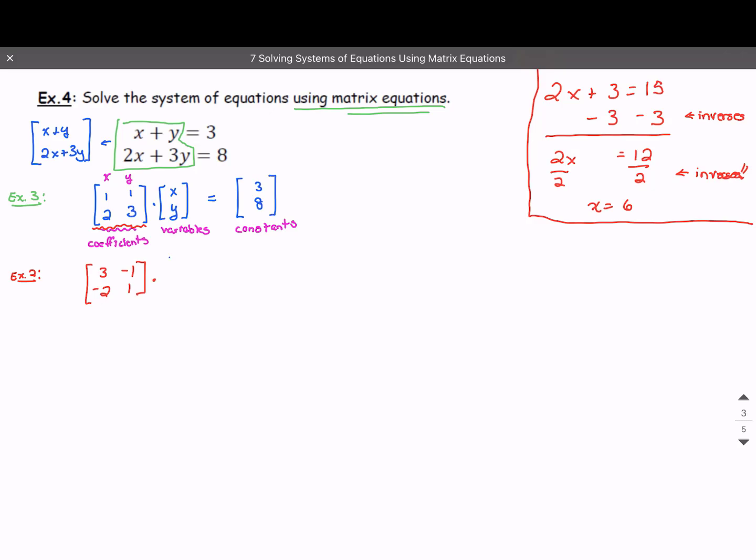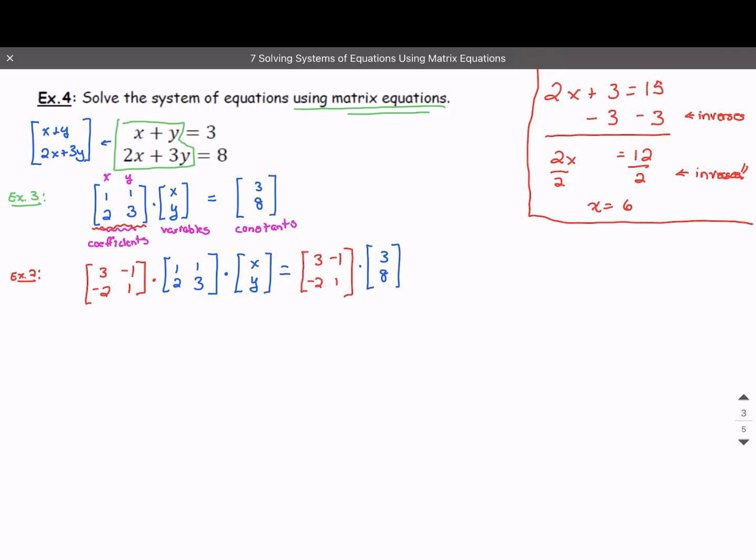And then we have this 1, 2, 1, 3 times x, y equals, now don't forget the inverse comes first, because if you put it in the other order, you won't be able to multiply, times the matrix 3, 8.